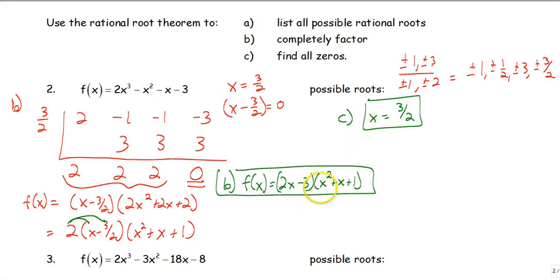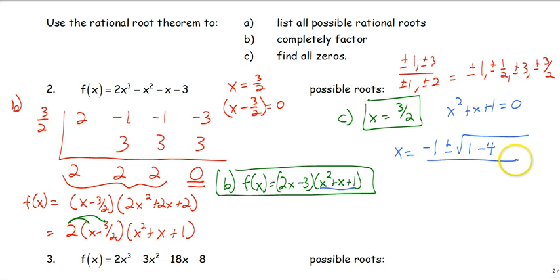Now we're just going to be doing what we did before. We're going to solve this for the other 2 zeros. We want to set this equal to 0. So I have x squared plus x plus 1 equal to 0. This means I have to use the quadratic formula. So x equals opposite b, so minus 1 plus or minus the square root of b squared, which is 1, minus 4 times 1 times 1, all over 2 times 1.